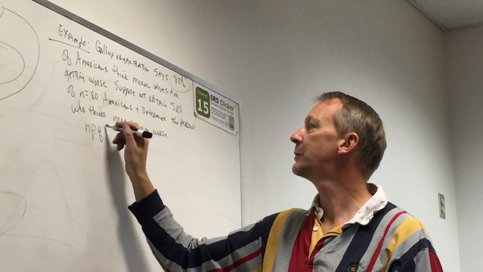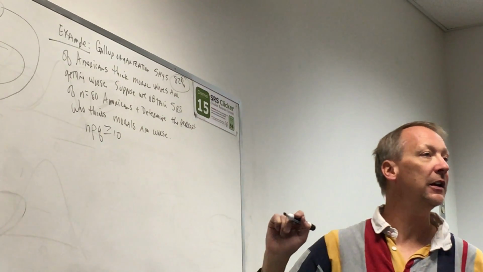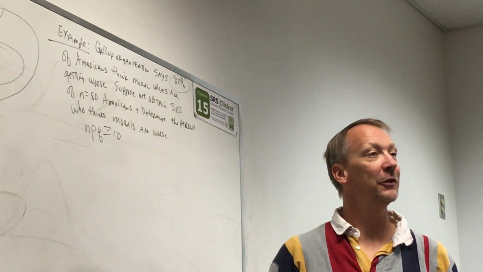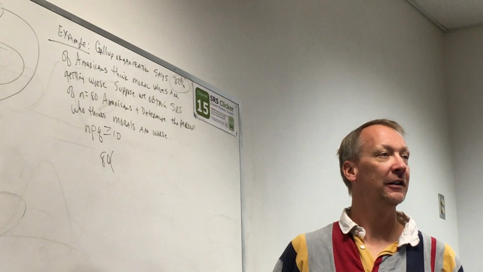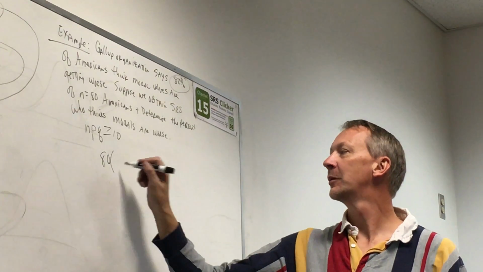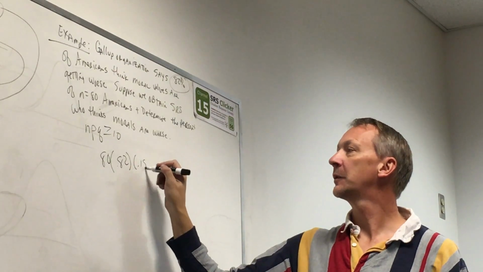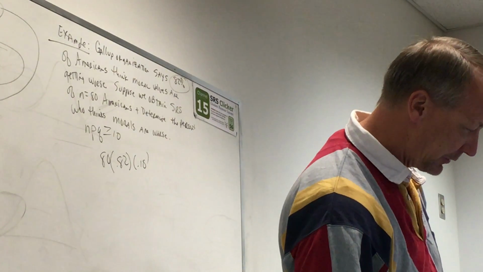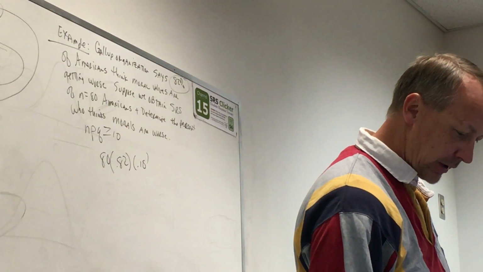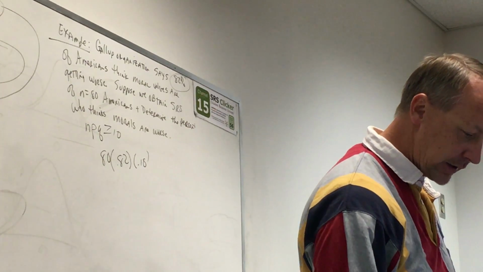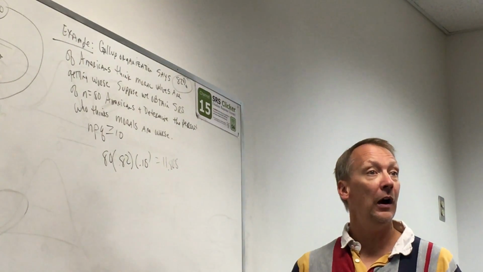NPQ must be greater than or equal to 10. So N in this case is what, Brendan? 80. 0.82. 0.18. So if I do that here, it equals 80 times 0.82 times 0.18, I get 11.808. Am I big enough? Yes. Okay. So therefore, I can do this.